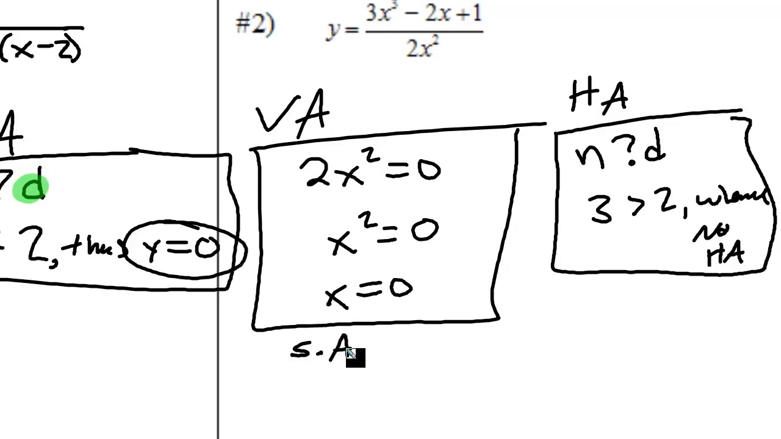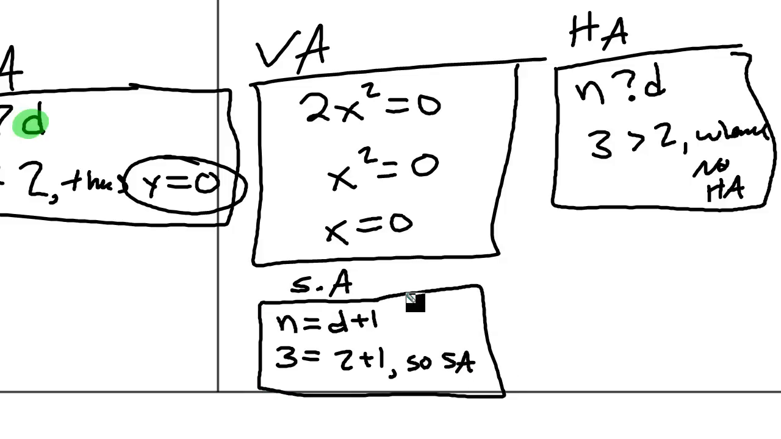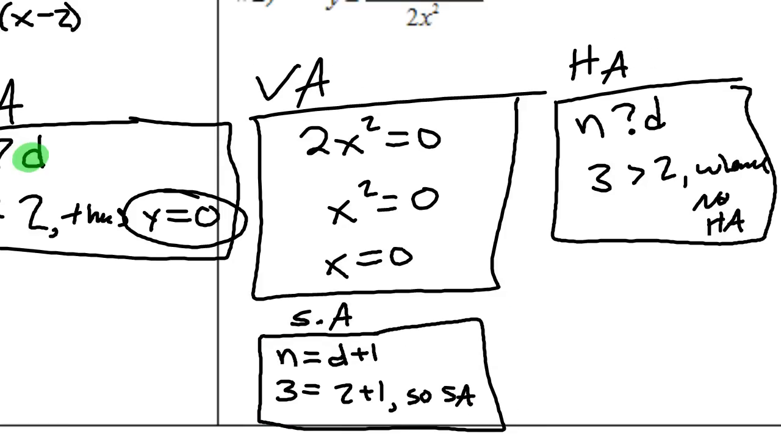To determine if there's a slant, n has to be exactly d plus 1. In this case, n is 3 and d is 2. Is 3 the same thing as 2 plus 1? It sure is. Therefore, we have a slant. To find it, you have to use long division.